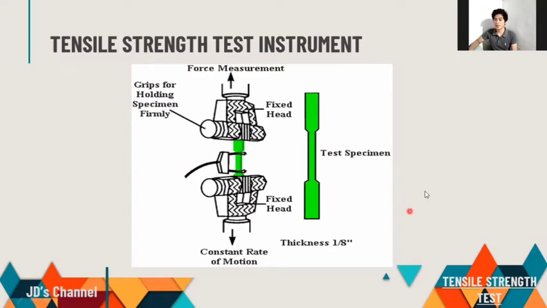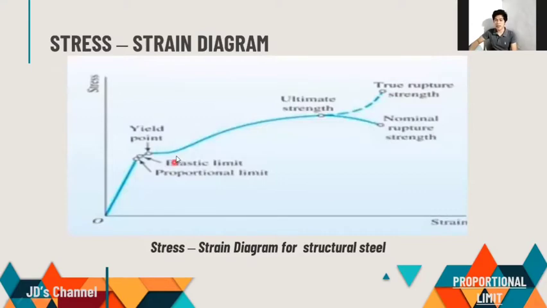Okay, so ayan, ito na, class, yung ating stress strain diagram. Ayan, so this is a stress strain diagram where the y-axis is the stress and the x-axis is the strain, and we have these points. Okay, so we will discuss these points. So this stress strain diagram is for structural steel only.